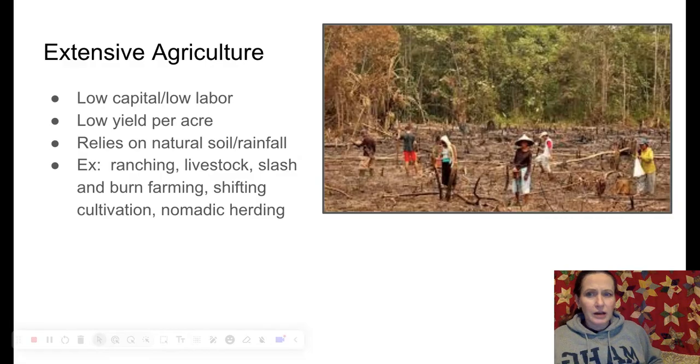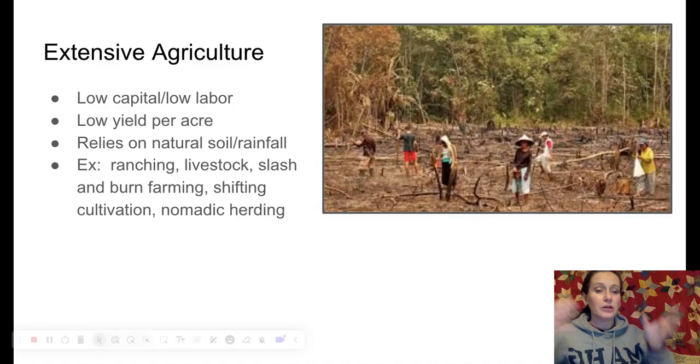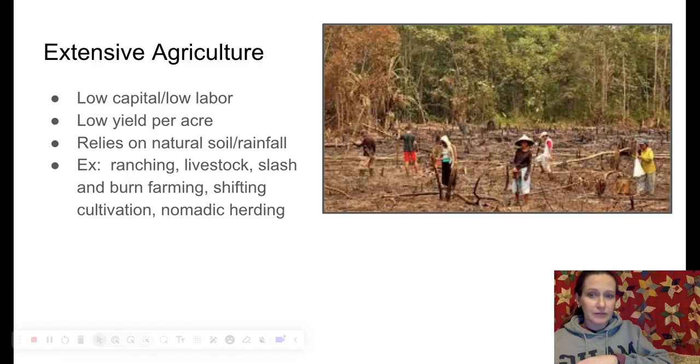Extensive agriculture. This is low capital, but also low labor, usually. There's outliers. But usually you'll also produce a low yield per acre. It usually relies on natural soil and rainfall, so not lots of supplements like we saw before. Some examples would be ranching, livestock, which is sort of related, slash and burn farming, which you see here. You learn about that in the rainforest, right? Where you slash, you burn it, you raise a crop, then it exploits the soil, and then you slash and burn another area.